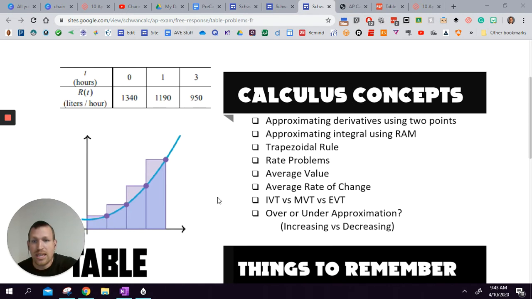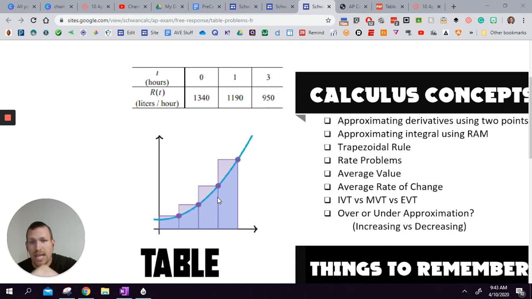So, like looking at this graph right there, we did a right RAM with that table. Is that right RAM going to be an under or over approximation? Well, it would be an over approximation because it's increasing. Okay, kind of got to remember that's true. It's right RAM, it's increasing, so it's an over approximation.